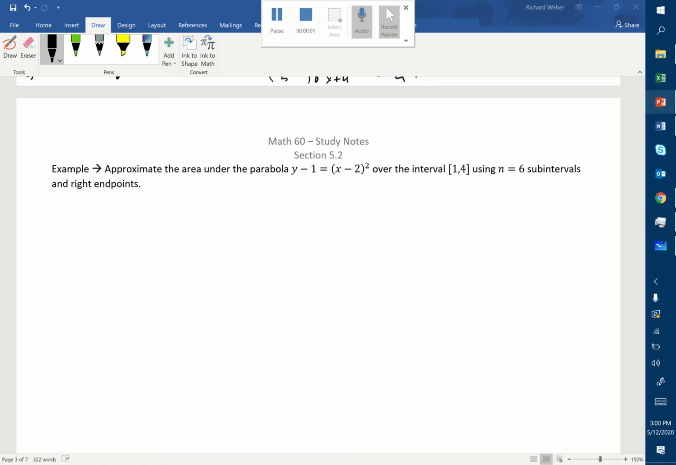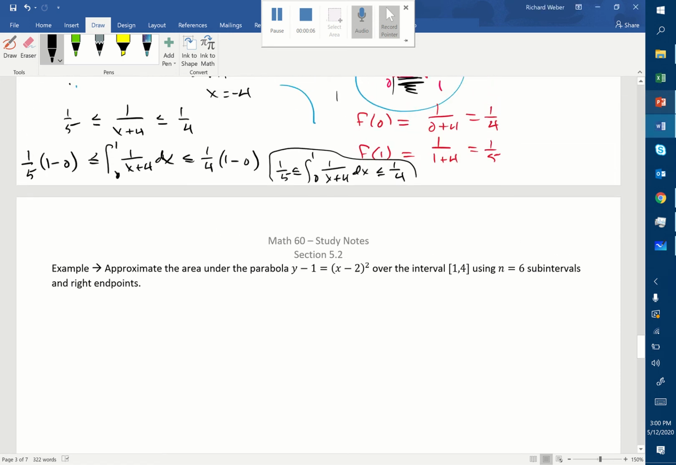Okay, welcome to the last video of this section. We're going to actually look at an example and show not only how to approximate it like you still are doing in section 2, but actually how to take a limit and find the actual area under the curve.